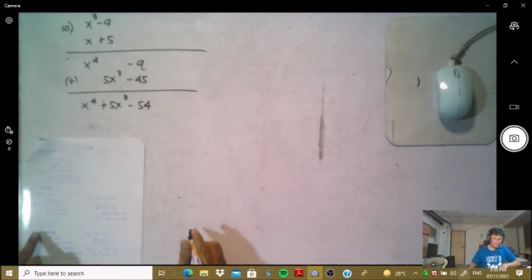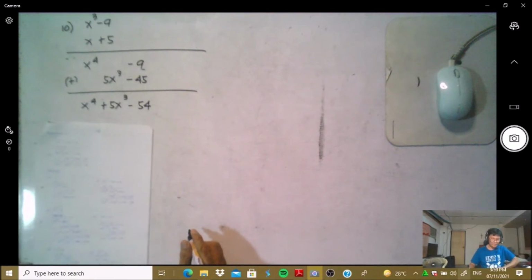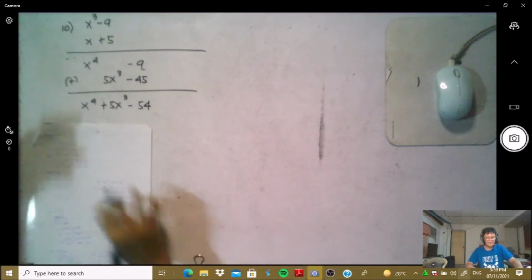We have x cubed minus 9x. Sorry, this should be... we are now on number 10. So x plus 5, x cubed minus 9, x plus 5. So this becomes x minus... okay, I will repeat my solution.